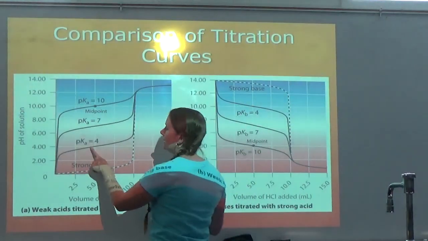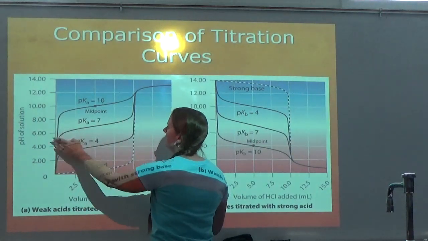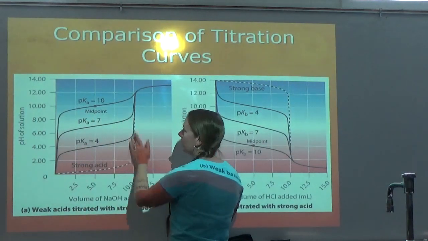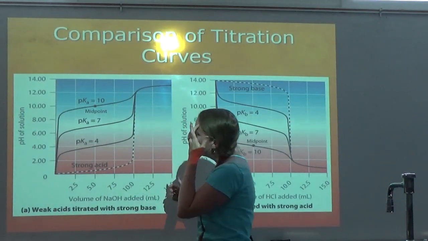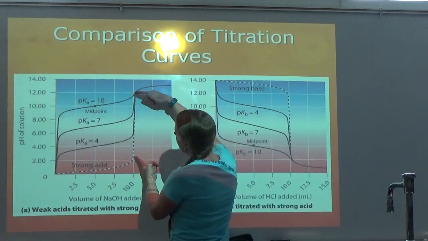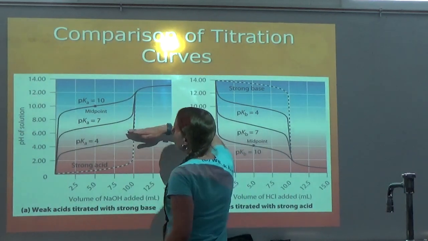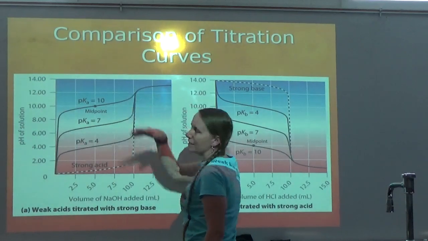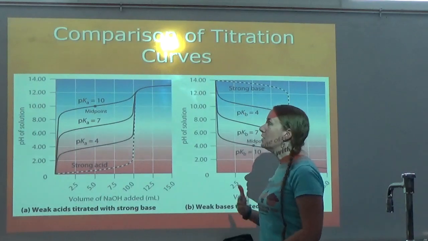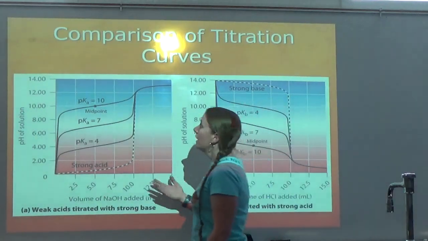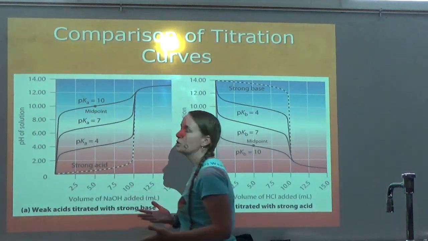As the acid gets weaker, notice the bottom part of the S becomes less and less perfect. Okay, the top part, notice, remains the same. As it gets weaker, the vertical portion gets shorter, and your pH at equivalence gets higher, because the weaker the acid, the stronger the conjugate base. And then remember, at half the equivalence point, your pH equals your pKa.